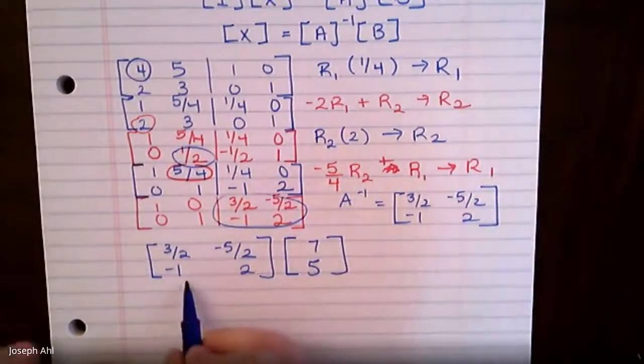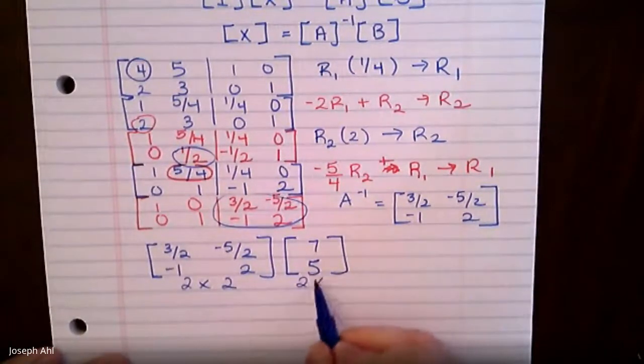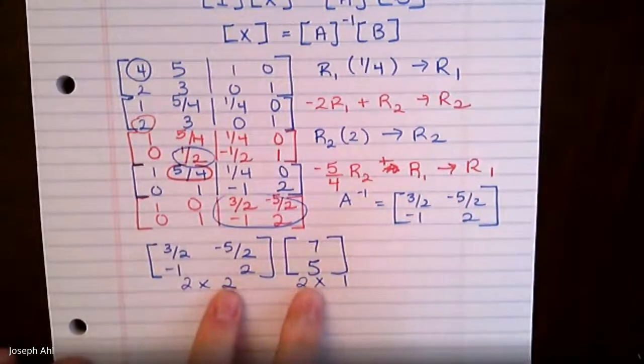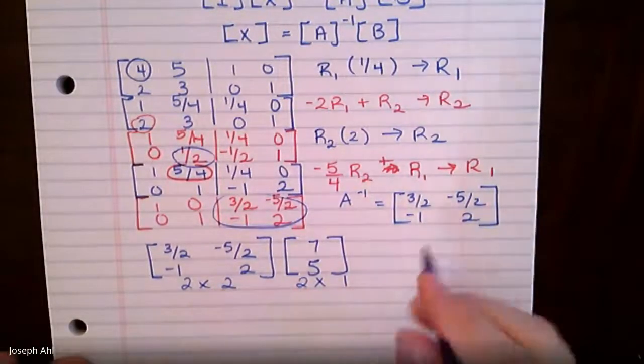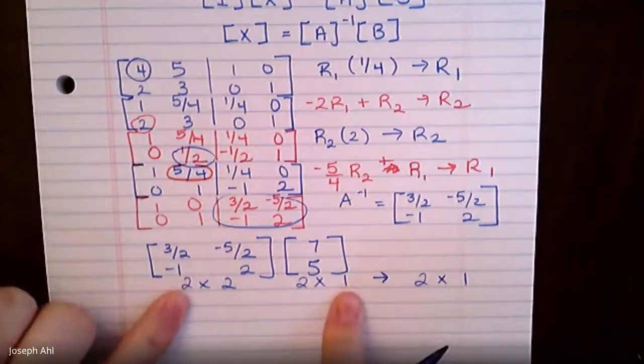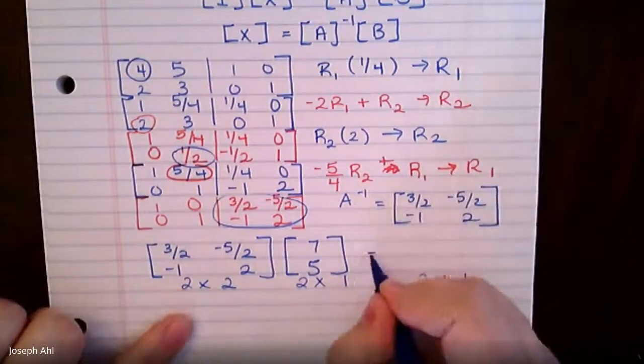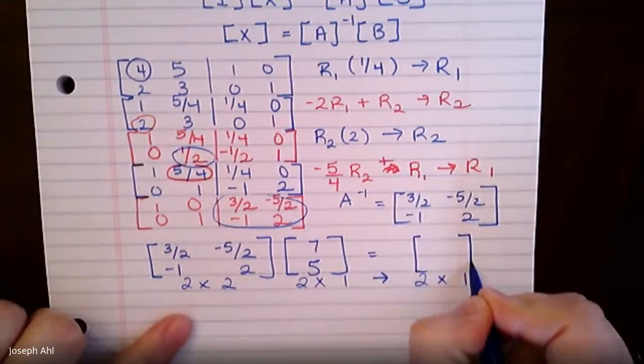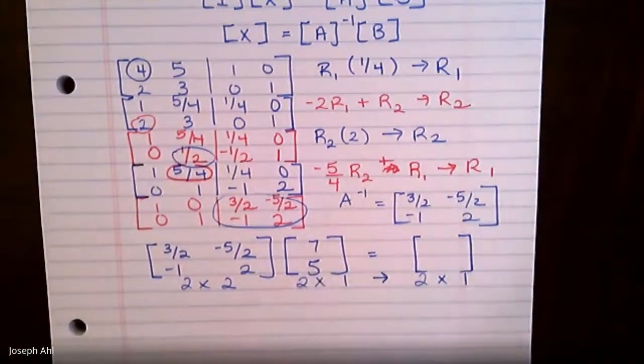And as a reminder, when you do a 2 by 2, this is a 2 by 1 over here. The product is possible because these two things match. The result should be another 2 by 1 matrix. It's the rows of the first and the columns of the second. So this product is going to be the same size as this matrix here.